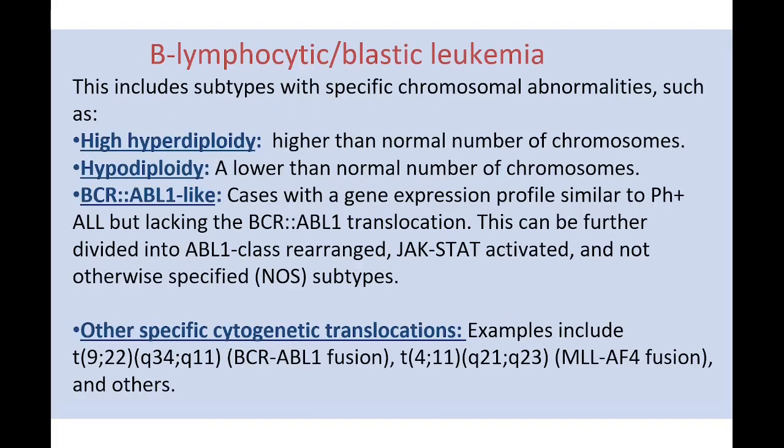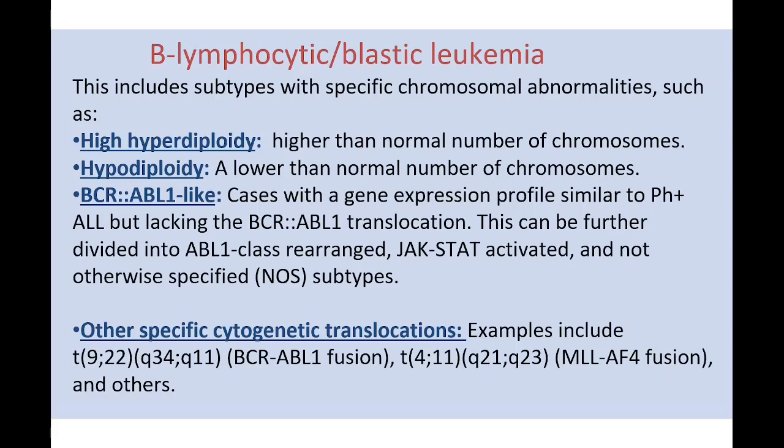B lymphoblastic leukemia includes subtypes with specific chromosomal abnormalities such as hyperdiploidy. Hyperdiploidy means a higher than normal number of chromosomes. Hypodiploidy means a lower than normal number of chromosomes. BCR-ABL1 like cases have a gene expression profile similar to the Philadelphia chromosome.